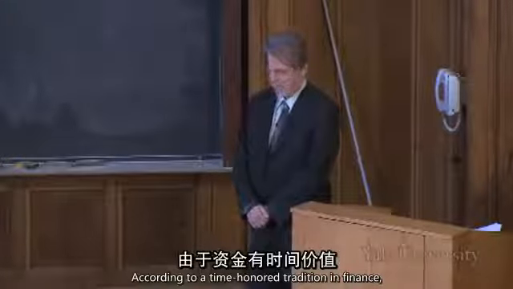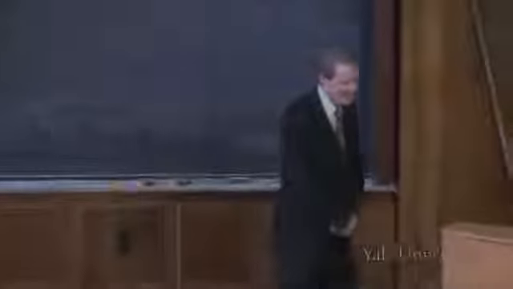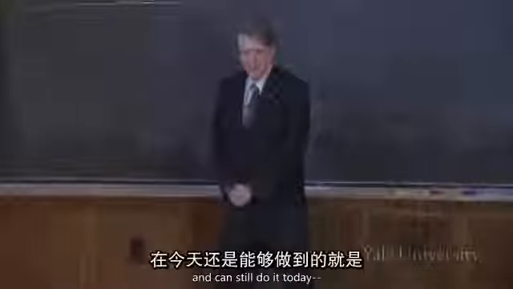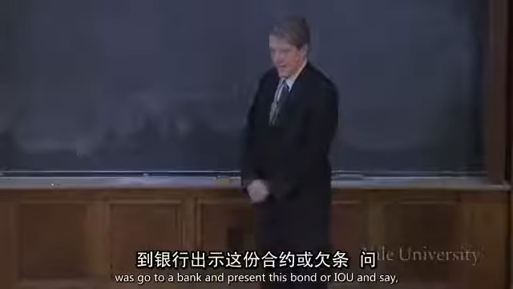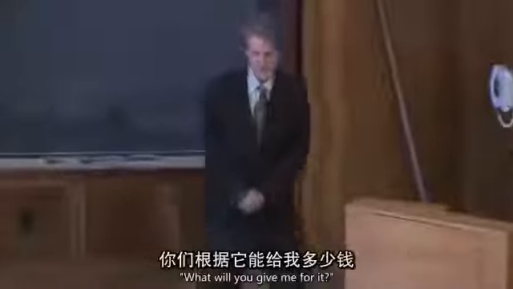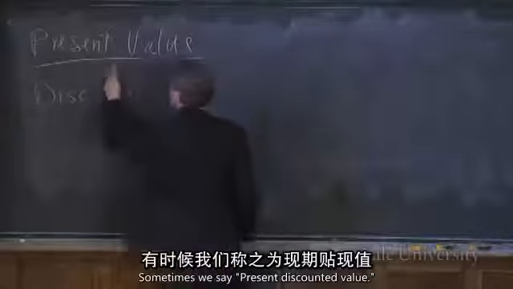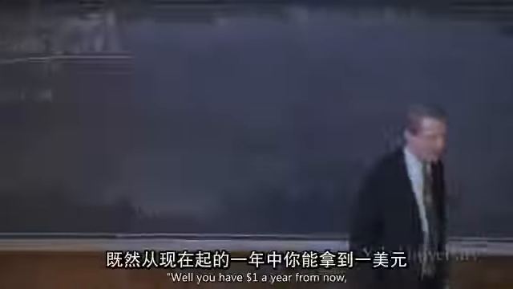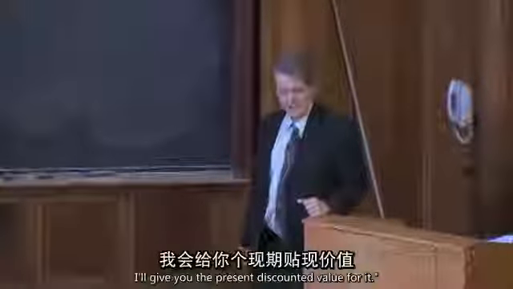According to time-honored tradition in finance, if it says that it's a promise to pay $1, it's not worth $1 today. It must be worth less than $1. So what you could do hundreds of years ago and can still do today is to go to a bank and present this bond or IOU and say, what will you give me for it? Okay, and so the bank will discount it. Sometimes we say present discounted value. So the banker will say, well, you have $1 a year from now, but that's a year from now, so I won't give you $1 now. I'll give you the present discounted value for it.